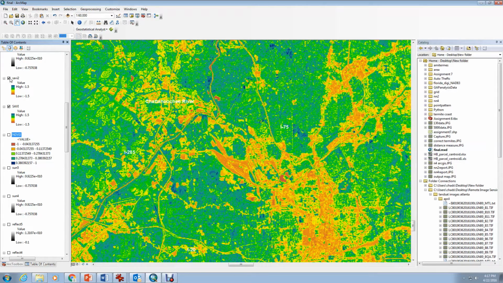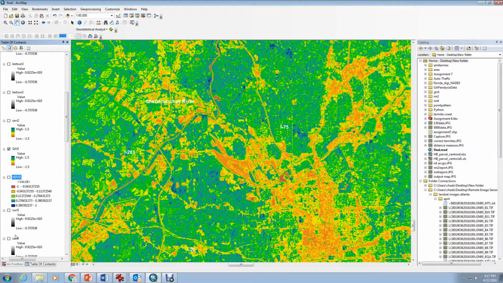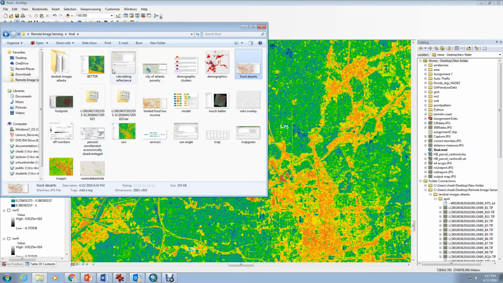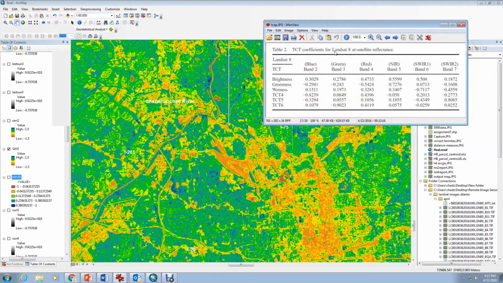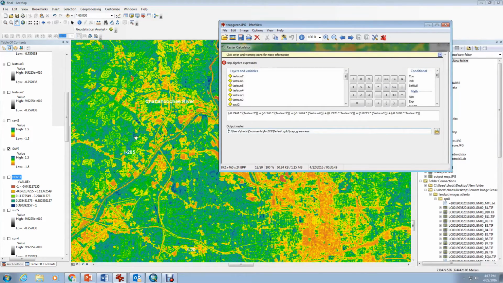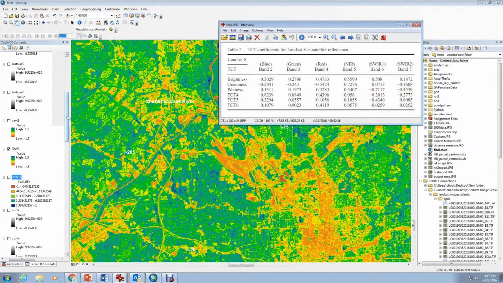So either way. And then the last thing we're going to do here is I'm going to calculate the tasseled cap greenness index. So I don't have that open here, but I have a chart here that I used from a study I found. And these are tasseled cap coefficients for Landsat 8. So right here's our greenness band. And you see it uses band 2 through 7. So we're going to need to run the same corrections for band 2 through 7 there.